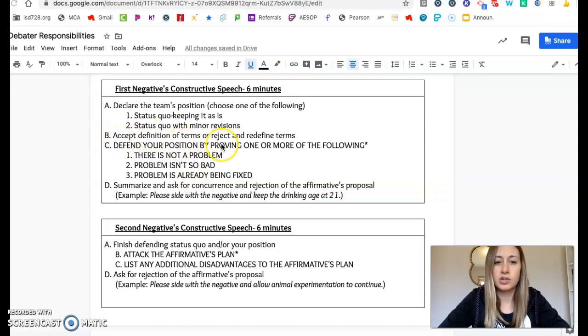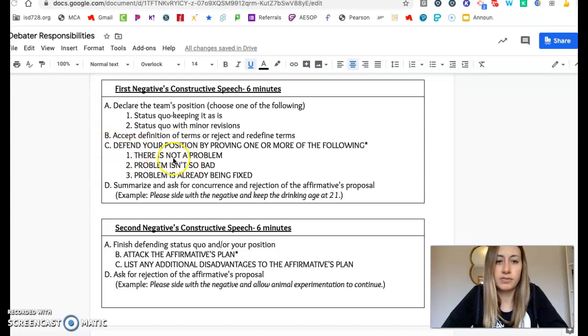B, accept the definition of terms or reject the definition and redefine terms. The first affirmative defines some terms. If you accept those, you say, yes, we agree with the first affirmative's term definitions. Or maybe you want to say, we're not totally in agreement with the first affirmative's definitions of these terms. We would say that this term is defined as this. The reason this is important is because sometimes groups end up arguing over definitions and then the debate loses its focus and loses track of where it was supposed to go. So it is important that both groups are in agreement and understand the definition of terms.